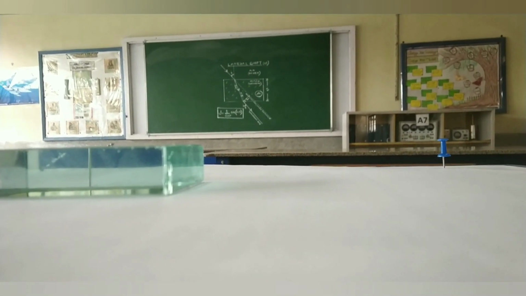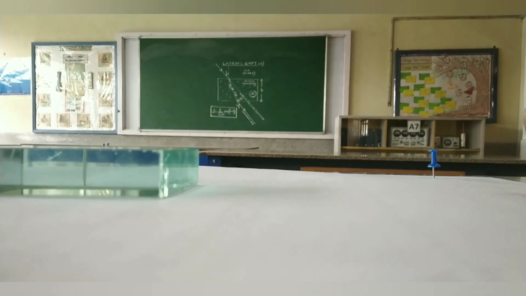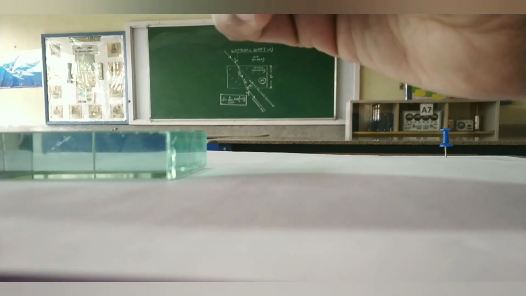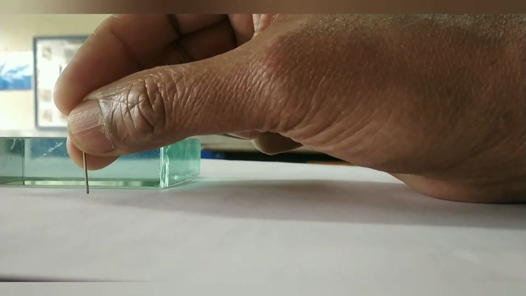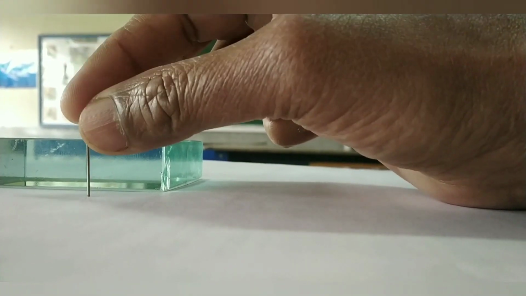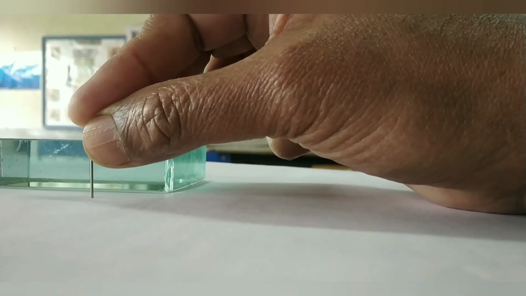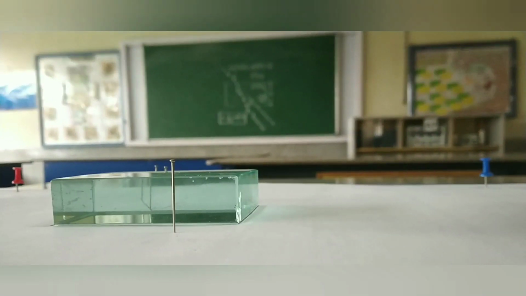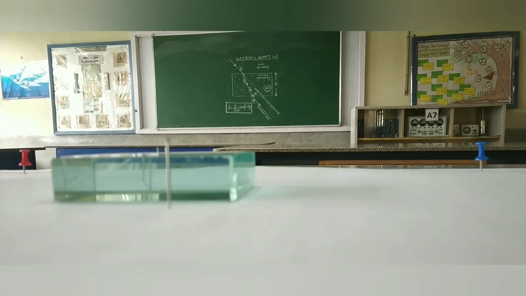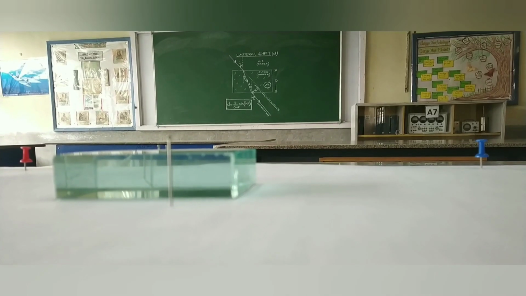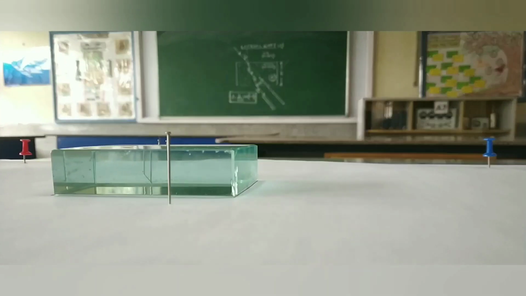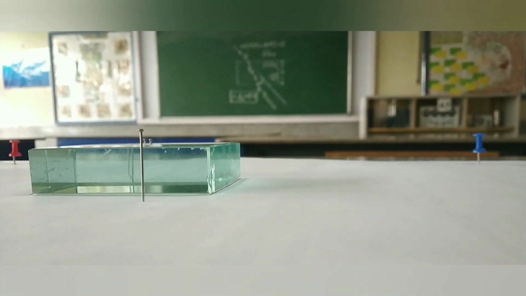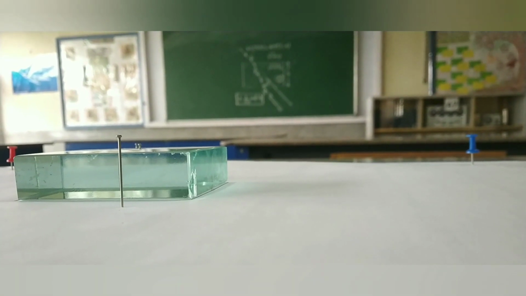Now students, the most important part of the practical. Now what we need to do is, we need to place a third pin, say P3, in such a manner that all the three pins lie on the same straight line. Again I repeat students, while fixing the pin P3, care should be taken that the feet of the pins P3 and P1, P2 all should be in the same straight line.